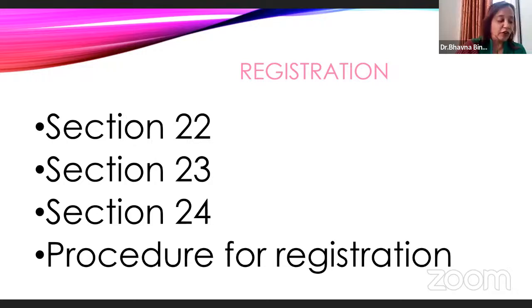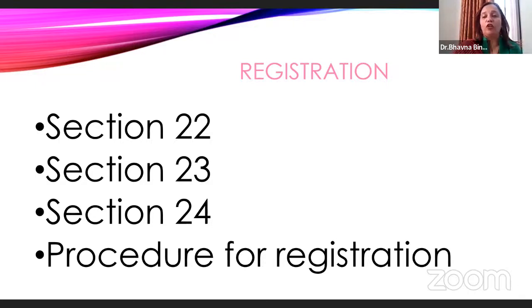If you do not belong to the special category states. Now what are the special category states? We have Arunachal Pradesh, Manipur, Meghalaya, Mizoram, Nagaland, Puducherry, Sikkim, Tripura, and Uttarakhand and Kerala. If you don't belong to any of these states, and if your turnover is more than 40 lakhs, you become liable for registration. And if you belong to these special category states, and if your turnover is more than 20 lakhs, you become liable for registration.